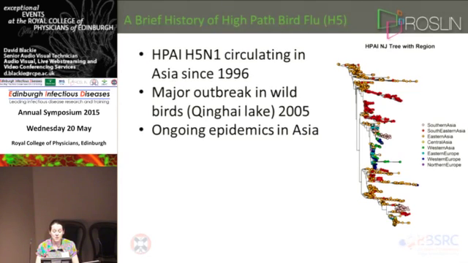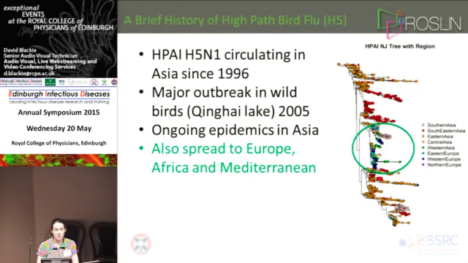Talking about high-path bird flu, well, it's actually been around for nearly 20 years. There are major outbreaks in wild birds, particularly in 2005, and there's ongoing epidemics in Asia. It has also spread in the past to Europe, Africa, and the Mediterranean. And on the right here, you're seeing a big tree of high-path bird flu, and the colours of the tree are representing different regions of the world, and the kind of greeny-blue ones are Western Asia and Europe.